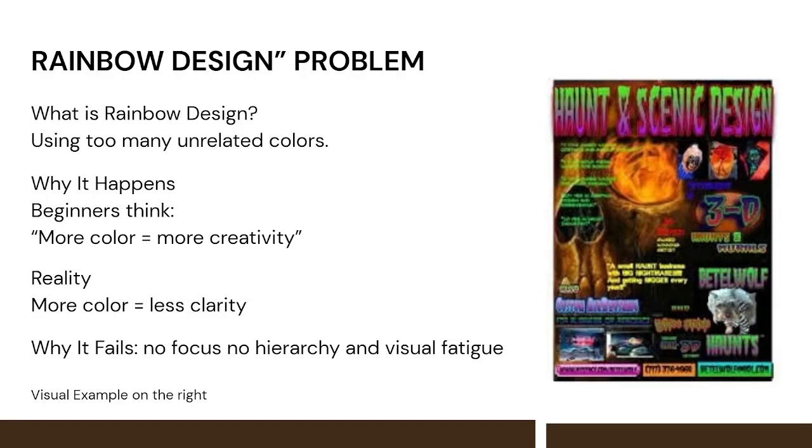The rainbow design problem is when you use too many unrelated colors. And we are all familiar with the concept of a rainbow. A rainbow has a lot of colors. And when you use too many unrelated colors in design, that is a rainbow design problem.